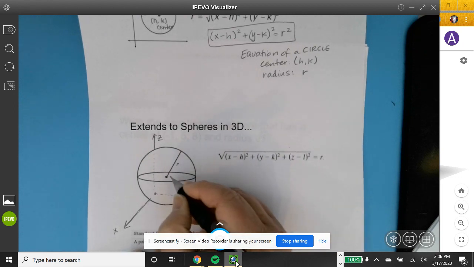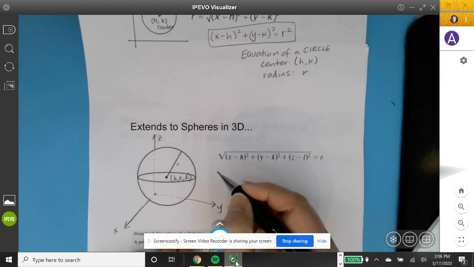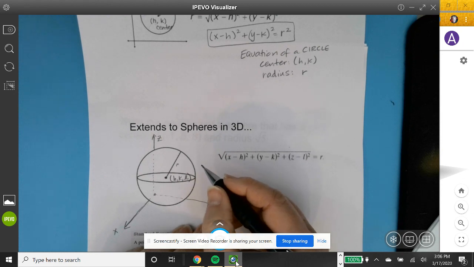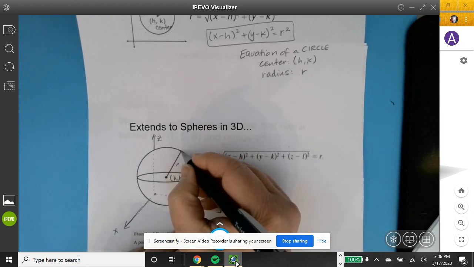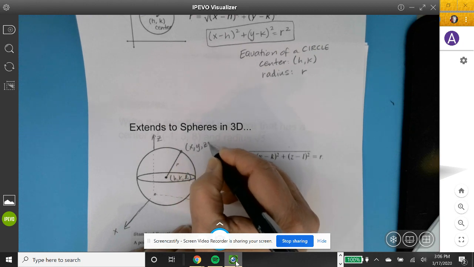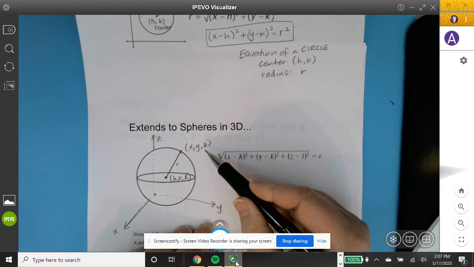But our center here is going to be (h, k), which we're used to, and then our book uses L, so (h, k, l). I don't know why they use L, but they just use L, so we'll roll with it. And then a point, any point on the sphere, we can just call (x, y, z) in 3-space, which is nice. Now, I like to put a line through my Z's so they don't look like 2's.